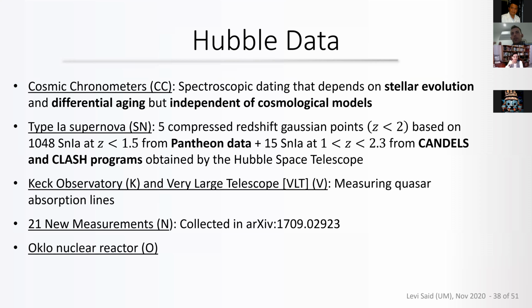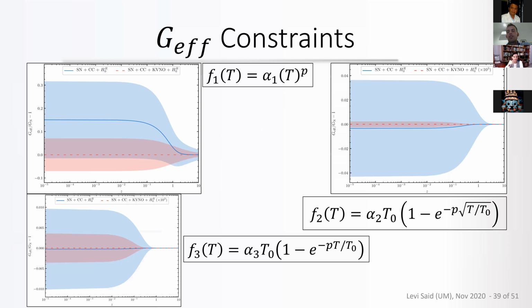This is interesting because we can say some things about this G effective. We can sort of work backwards and try and see how this G effective works. And just to mention the results of this. So again, in this case, we go back to assuming those 3 models of f of T.